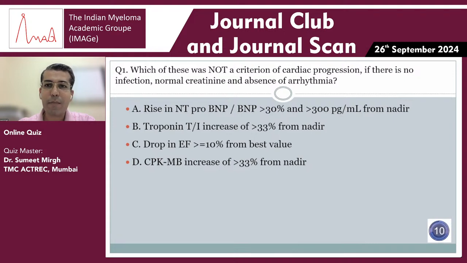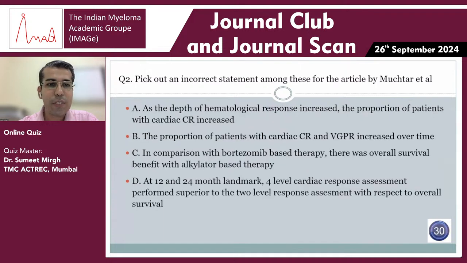This was quite elegantly discussed by Dr. Priyanka and Dr. Next question. So pick out an incorrect statement amongst these for the article by Mukhtar et al. A. As the depth of hematological response increased, the proportion of patients with cardiac CR increased. B. The proportion of patients with cardiac CR and VGPR increased over time. C. In comparison to bortezomib-based therapy, there was overall survival benefit with alkylator-based therapy. And D. At 12 and 24 months landmark, the 4-level response performed superior to the 2-level response with respect to overall survival.